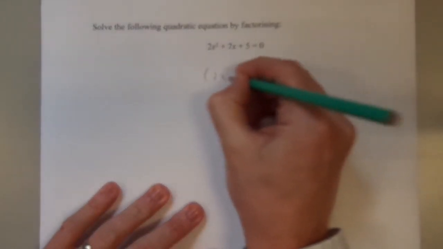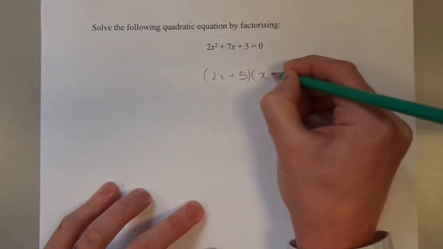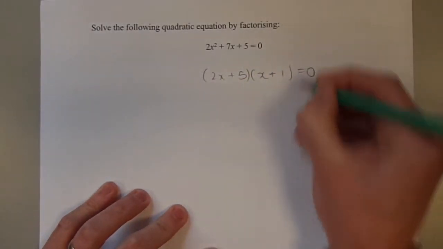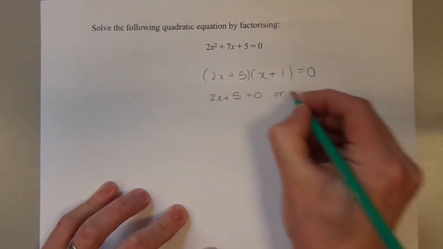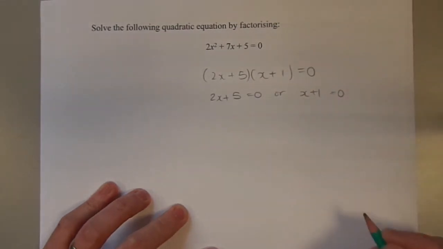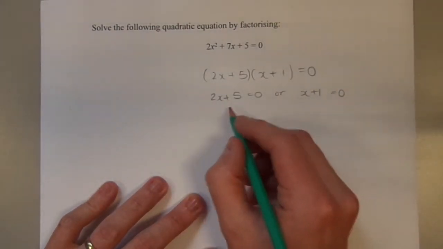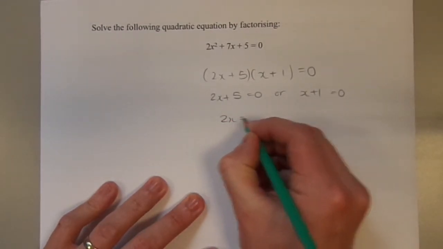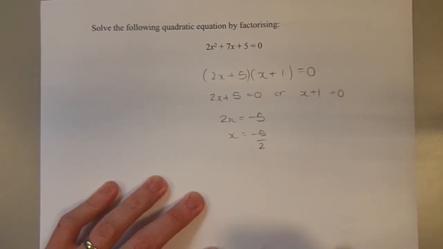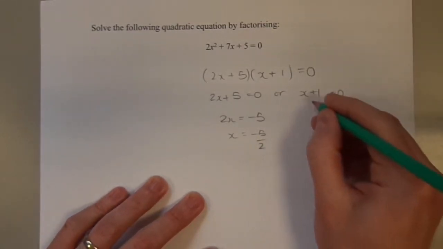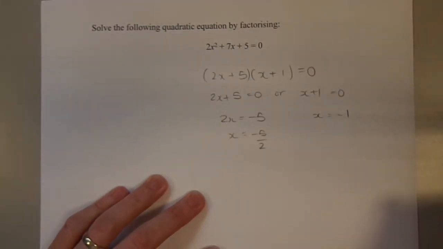Right, this factorizes to (2x + 5)(x + 1). So either that bracket equals 0 or that bracket equals 0. Two simple linear equations to solve. In this one over here, subtract the 5 from both sides, divide by 2, minus 5 over 2, or minus 2.5. Or from this equation, the other solution is that x equals minus 1.